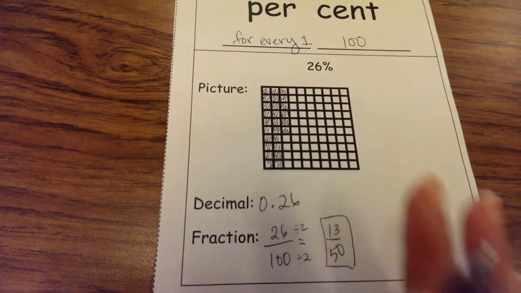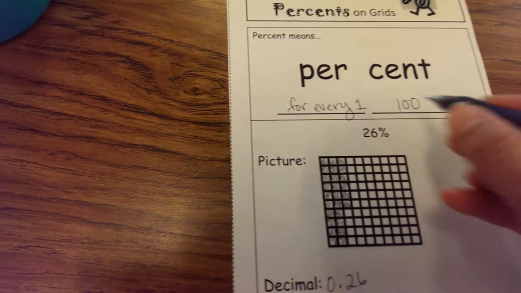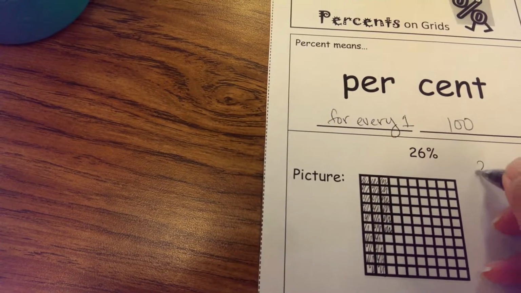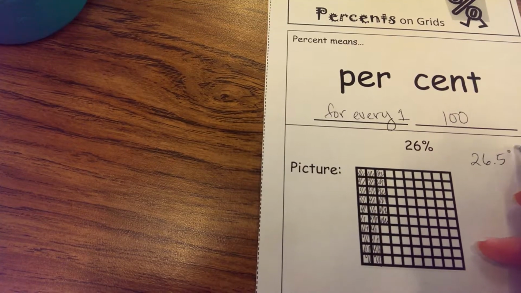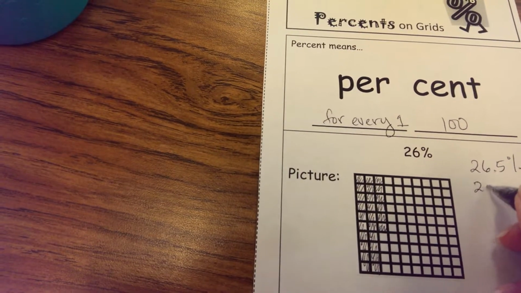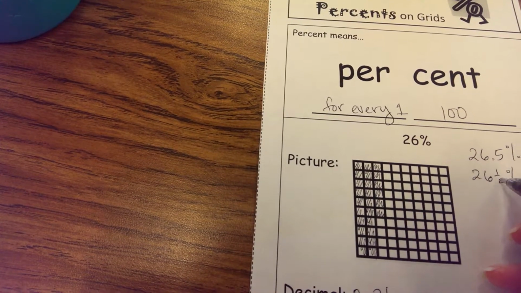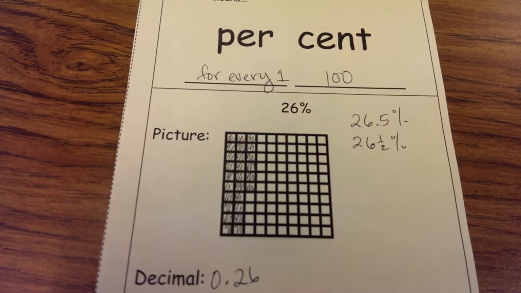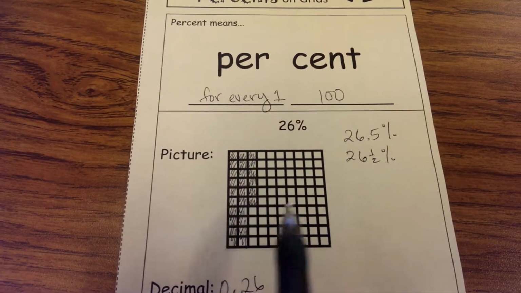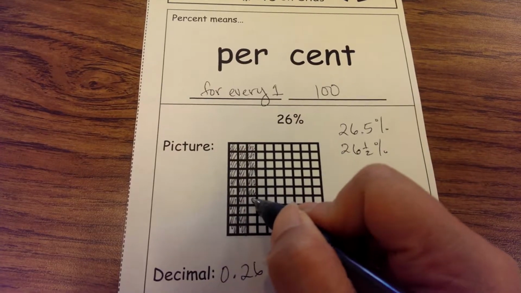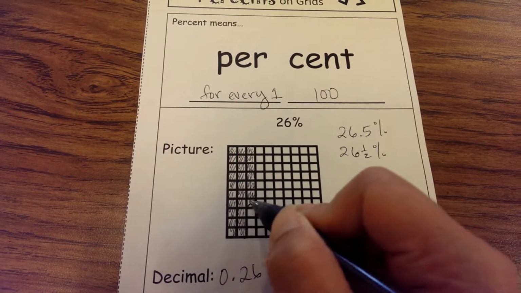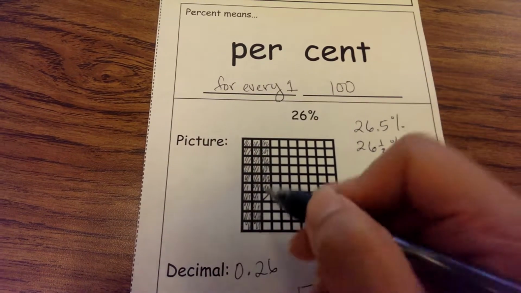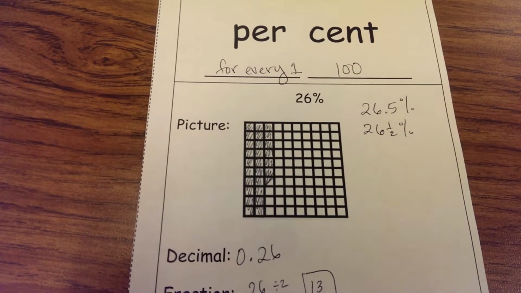All right. Now let's say I changed it up just a little bit. Let's say instead of 26%, I had 26.5%. If it were 26.5%, then I would have to shade all 26 squares and then that extra half of a percent. I would shade that in. So that would be 26.5%.